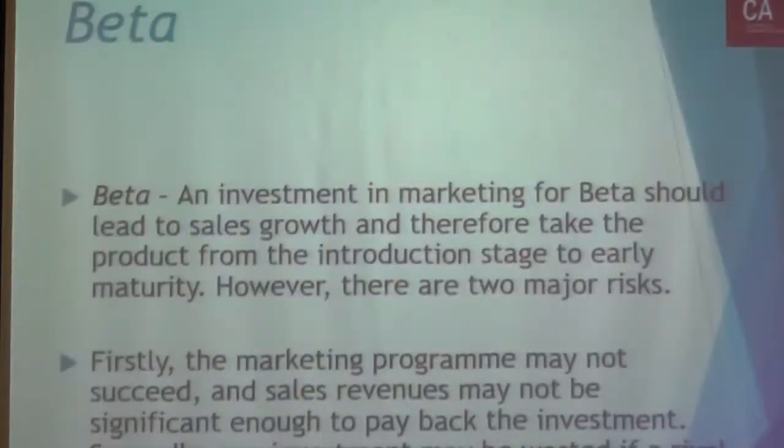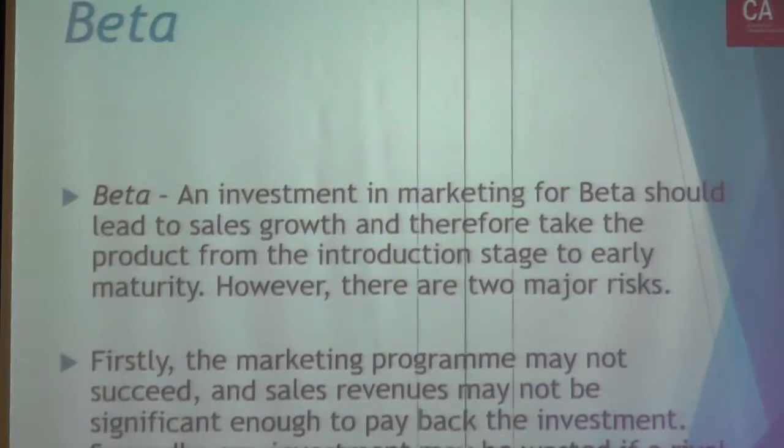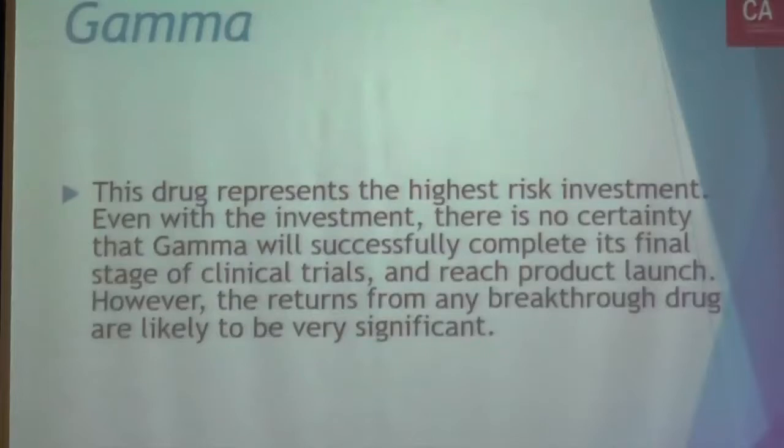Although I have not included a benefit here, in the first paragraph I talk about the benefit, which is about increasing sales and so on. Now coming back to Gamma, the product for HIV, this drug represents a high risk investment. Even with investment, there is no certainty that Gamma will successfully complete the final stage of its clinical trials. I think we discussed that. However, the returns from the breakthrough drug are likely to be very significant. It's a breakthrough, a first mover advantage. You're the only one selling that.